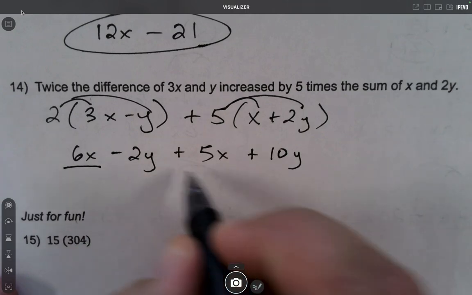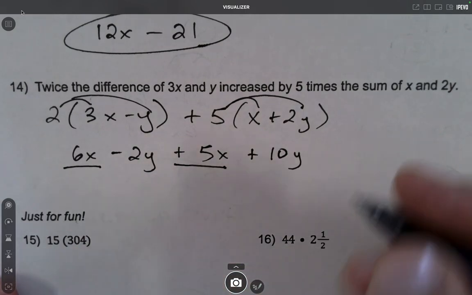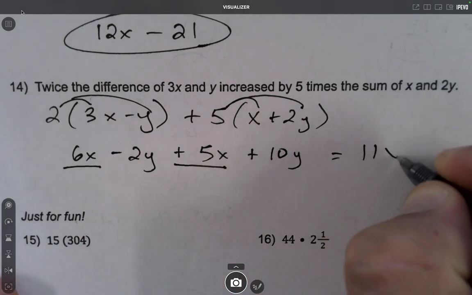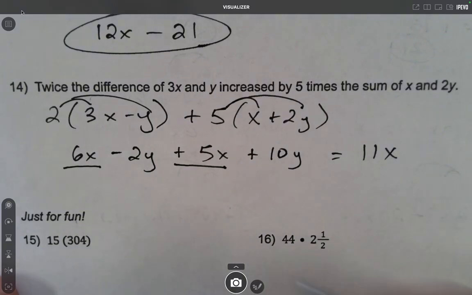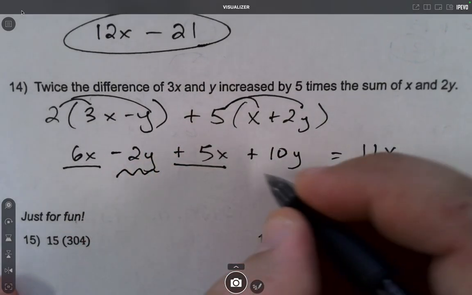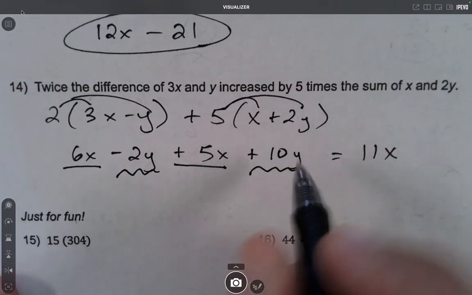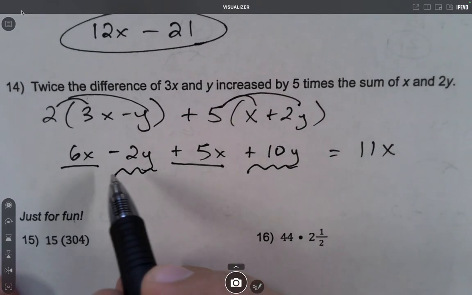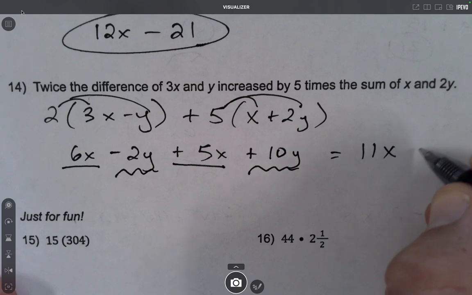So 6x plus 5x are like terms, and 6x plus 5x is 11x. Then negative 2y plus 10y, or if it's easier, think of it as 10y minus 2y. So we'll get a positive 8y there.